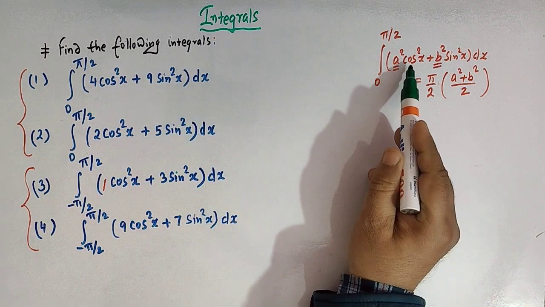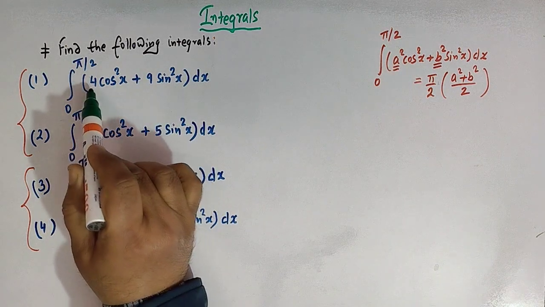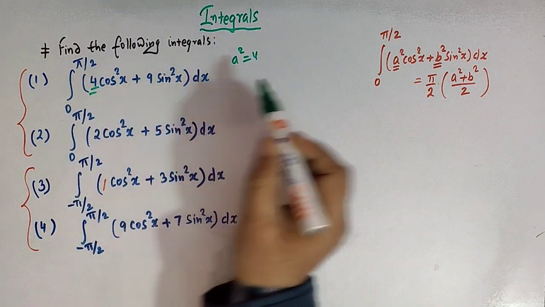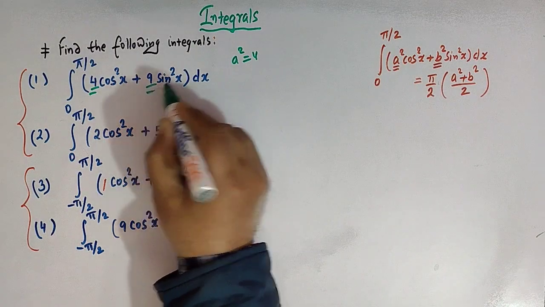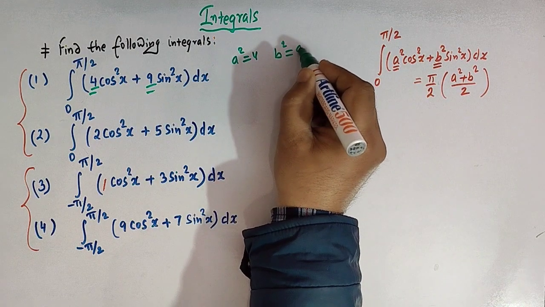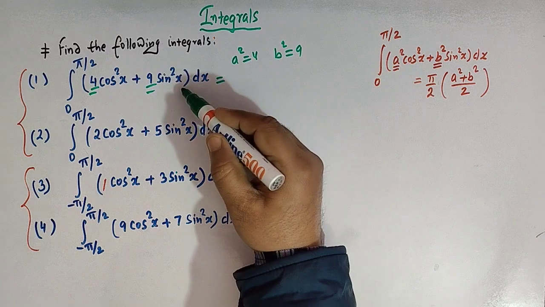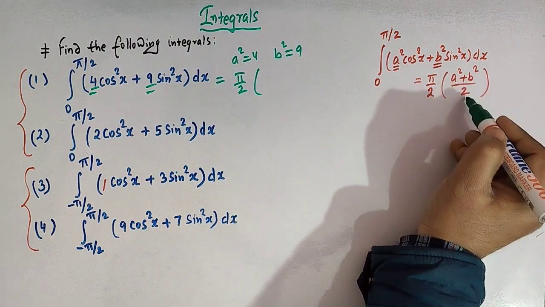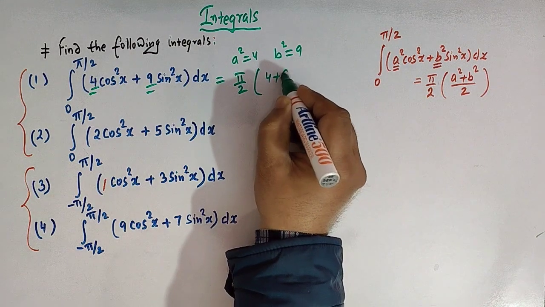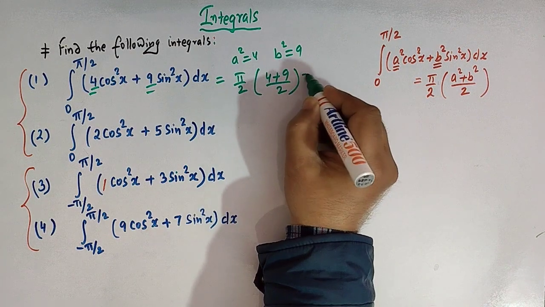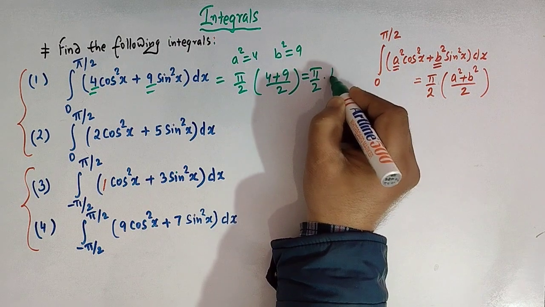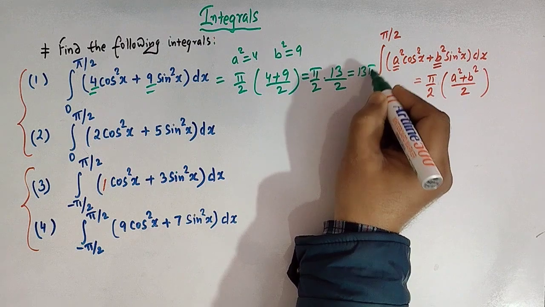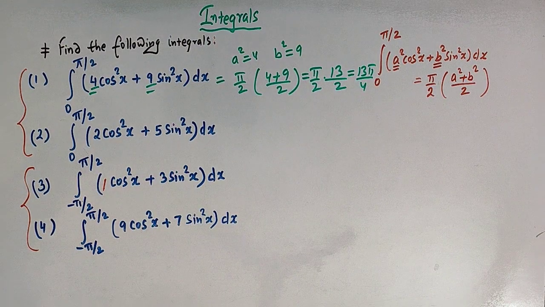Here, if we compare this integral with this one, then the value of a square is 4, and b square is 9. So the direct value of this integral can be written as pi by 2, and then we have a square plus b square over 2. So we have 4 plus 9 over 2, and that is pi by 2 times 13 over 2, which is equal to 13 pi over 4.